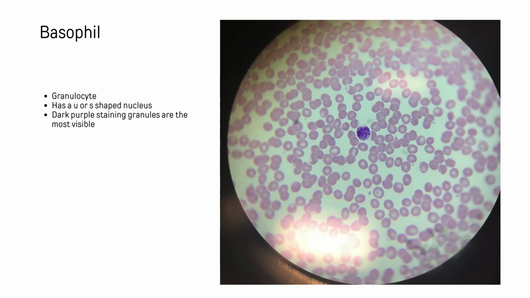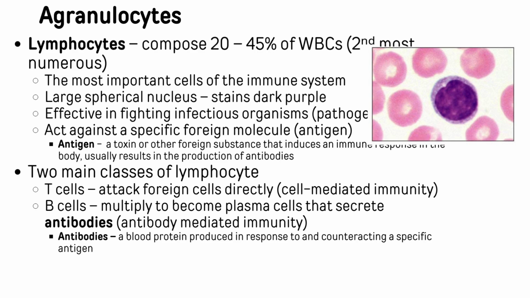So here we can see a basophil in a microscope slide. And you can see it really looks like an amalgamation of dark purple dots. It does have a nucleus that's U or S shaped, but it's generally obscured. All right, so that's the granulocytes, but there are two agranulocytes. One, the second most numerous white blood cell, the lymphocyte. It composes about 20 to 45% of white blood cells, and it's definitely the most important for the immune system.